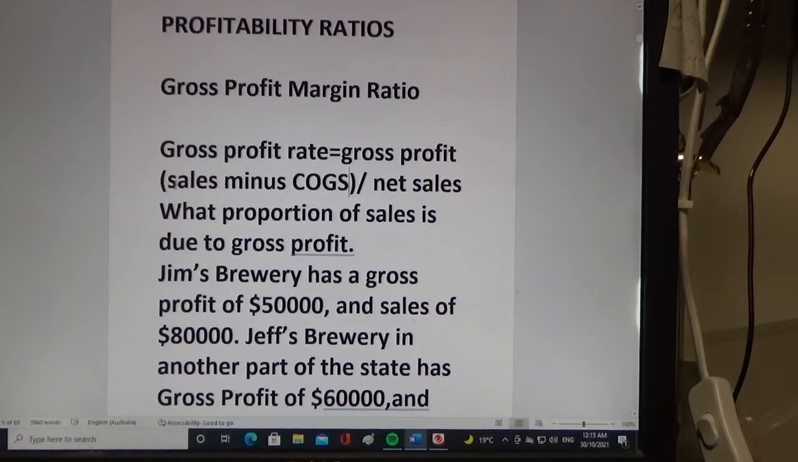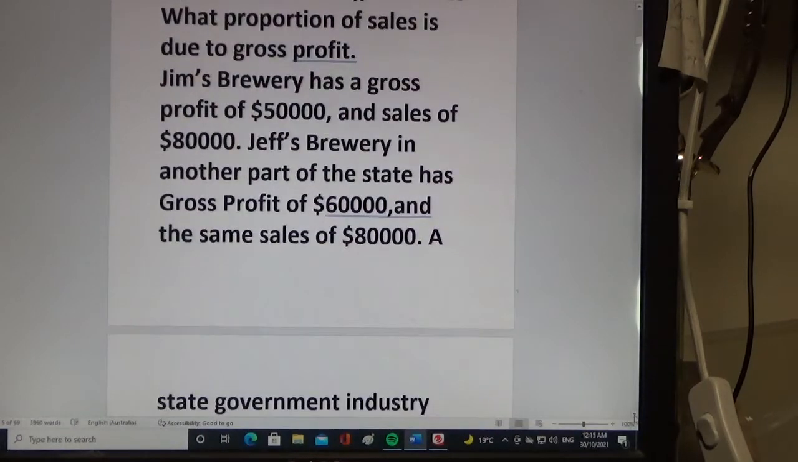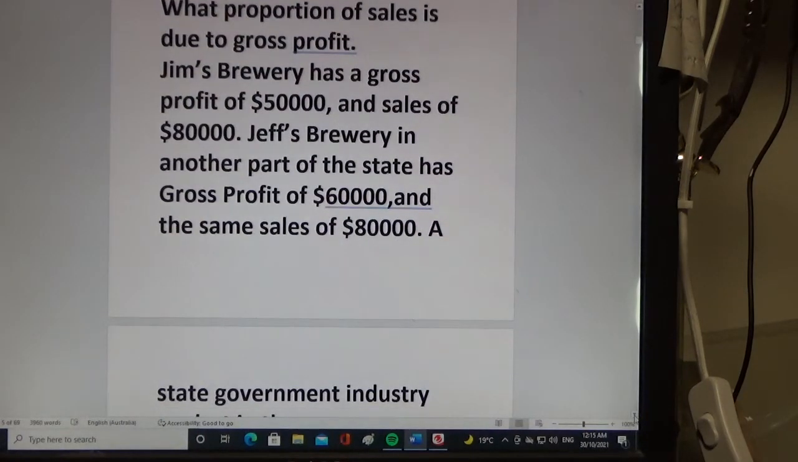So I'll just put a capital S for sales. Sales minus COGS is gross profit, divided by net sales. So what proportion of sales is made up of gross profit? Jim's Brewery has a gross profit of $50,000 and sales of $80,000. Jeff's Brewery in another part of the state has gross profit of $60,000 and the same sales of $80,000.